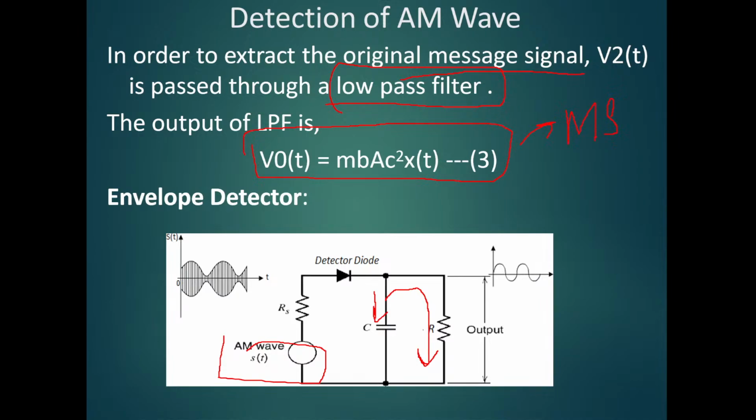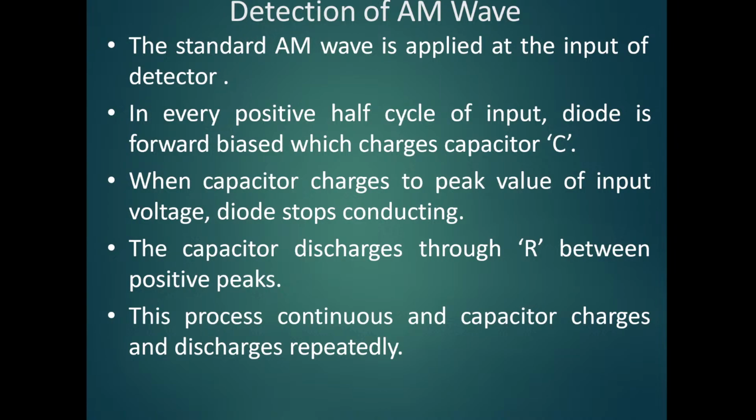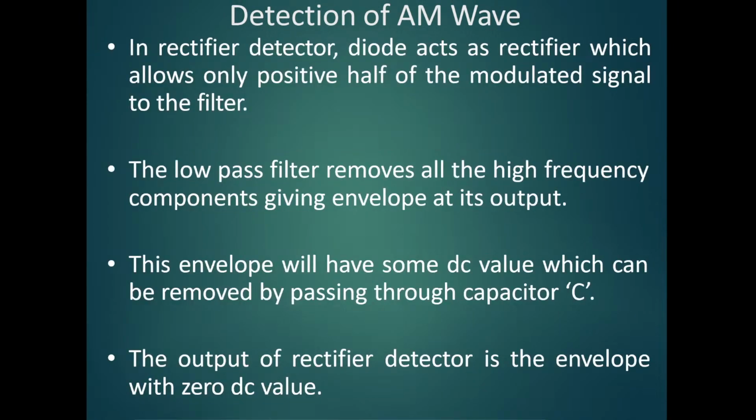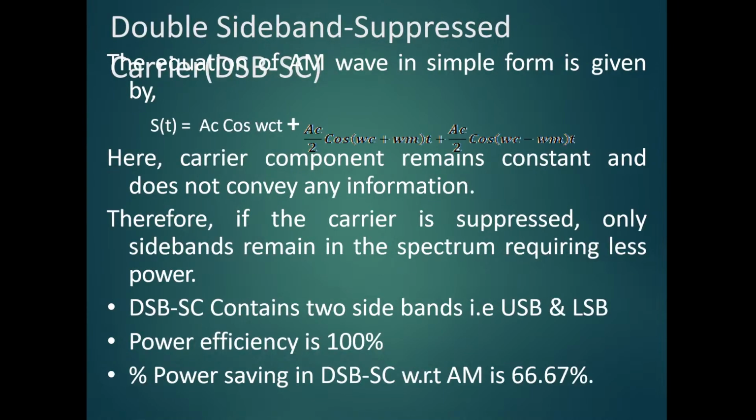Then this process will be repeated till the capacitor is discharged. Then again we will have the positive side, the diode will conduct, the capacitor will charge again and then discharge through R. In such a way, through this charging and discharging, we have the wave that has been generated. So this is nothing but an envelope detector. This is just the process that has been written over here. In this manner, there is detection of AM wave that has been done. Now let's move on.